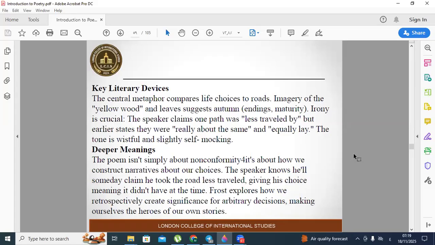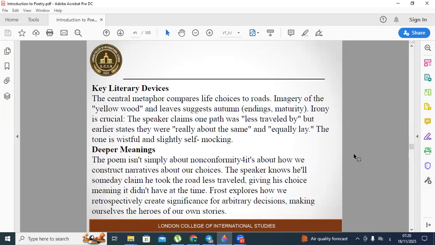Then took the other as just as fair, but humans need to believe our choices matter, that we are protagonists in meaningful stories. So we retrospectively create significance for arbitrary decisions, making ourselves the heroes of our own stories. Frost explores how we mythologize our own past decisions.